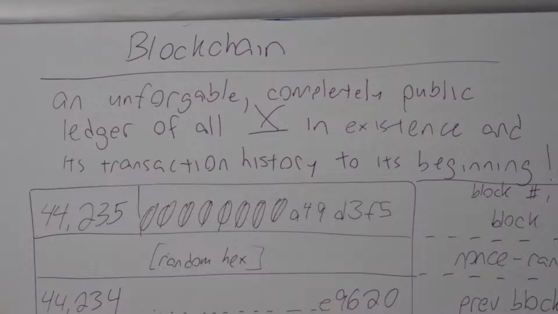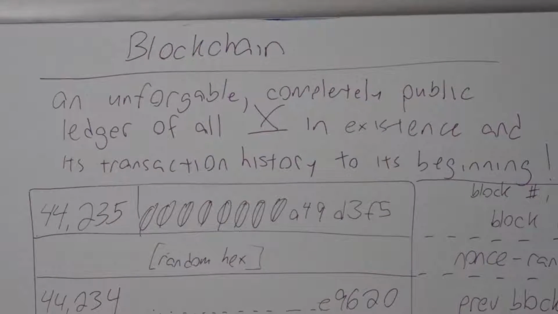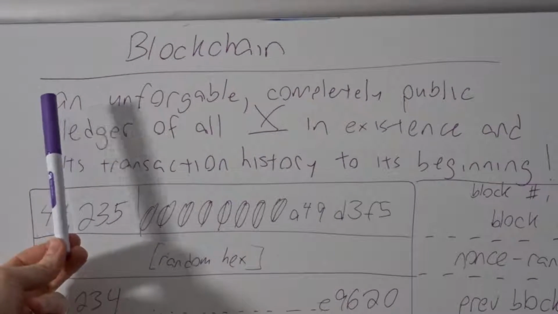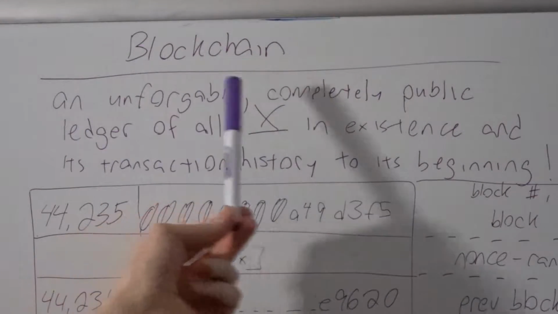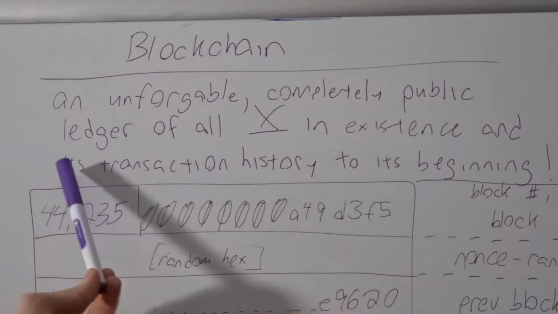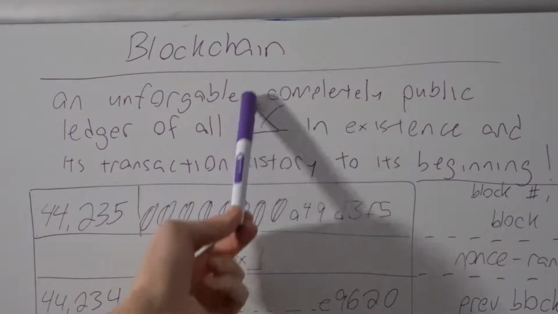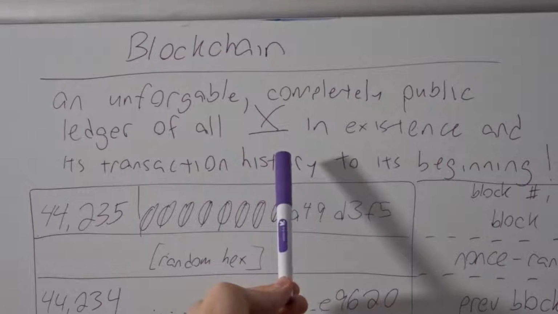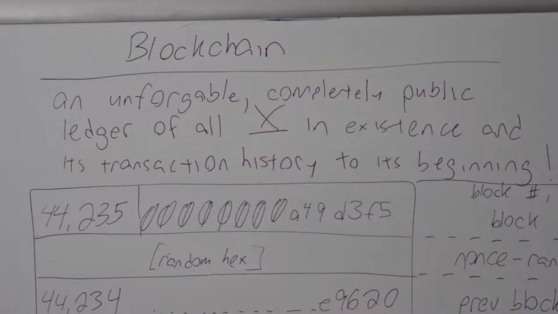All right, here's a little lunchtime tech talk, y'all, from Genius on what is a blockchain. Now, a blockchain is what Bitcoin is based on, and it is governed by these principles. It is an unforgeable, completely public ledger of all something, let's call it X, in existence, in its transaction history back to the very beginning. All right, a few things in there to unpack.